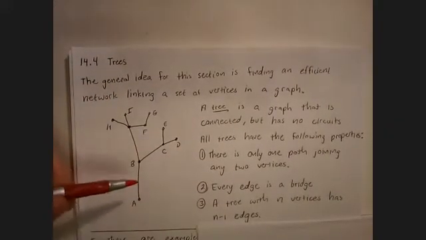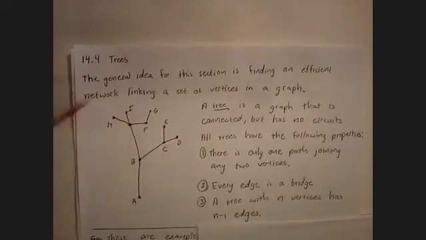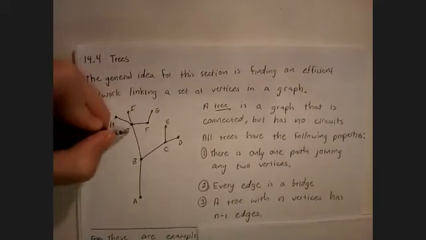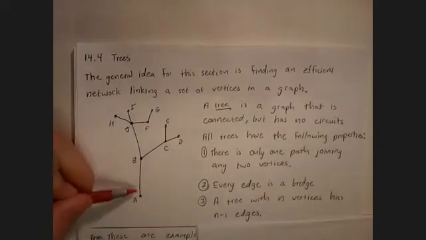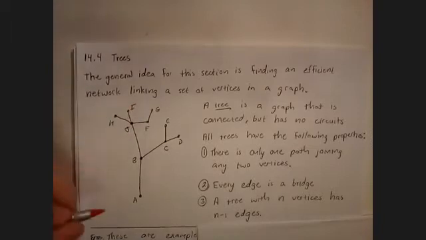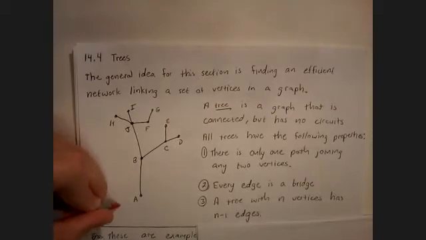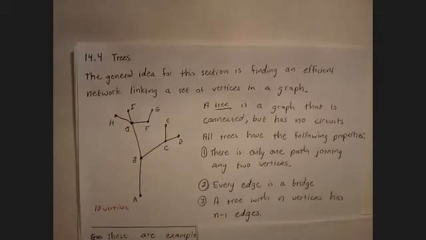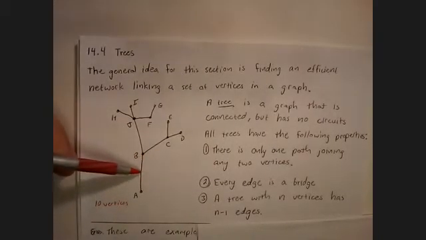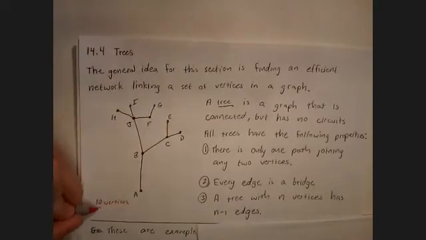So in this example, 1, 2, 3, 4, 5, 6, 7. Oh, I didn't label this one. Let's do that. F, G, H, I, J. Okay. So 1, 2, 3, 4, 5, 6, 7, 8, 9, 10. All right, so this guy has 10 vertices. And by the definition, it should have 9 edges. So 1, 2, 3, 4, 5, 6, 7, 8, 9. It does.